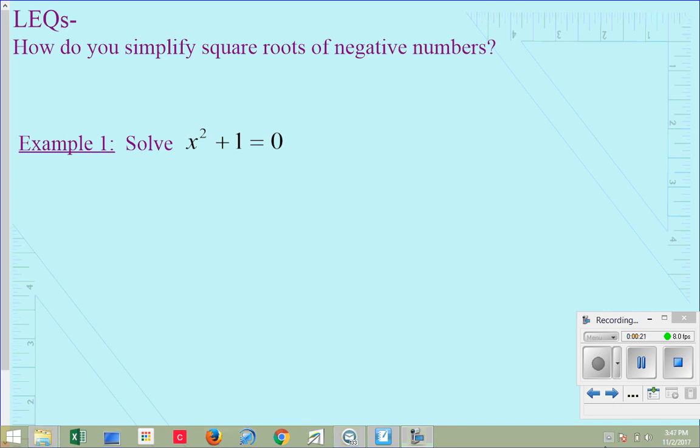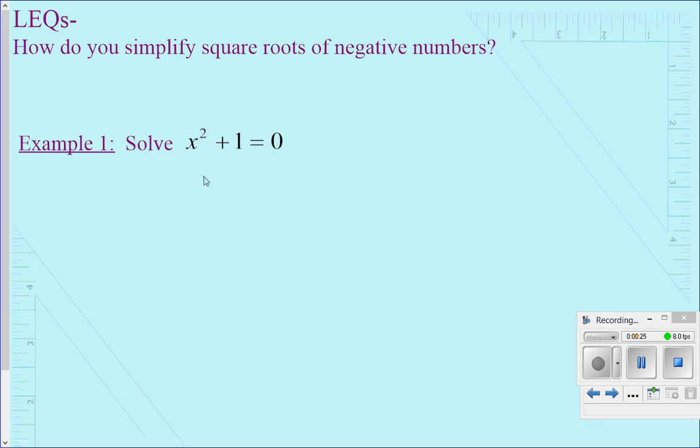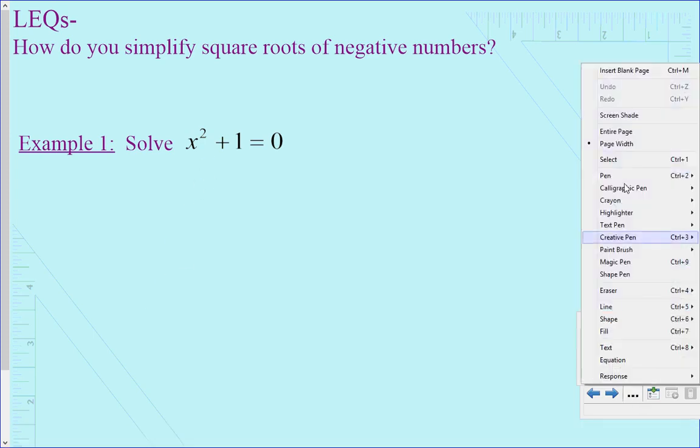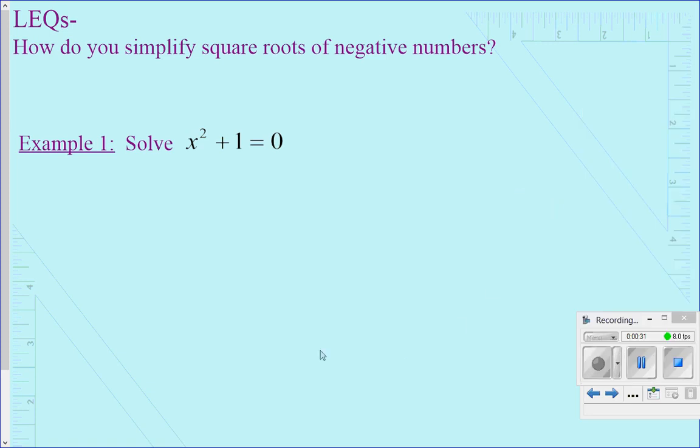Looking at that, I can see that there's no x term, so I'm immediately thinking square roots technique. So let me subtract 1 so that I can use the square roots technique. Take the square root of each side. We know on the left the square root of x squared is the absolute value of x.